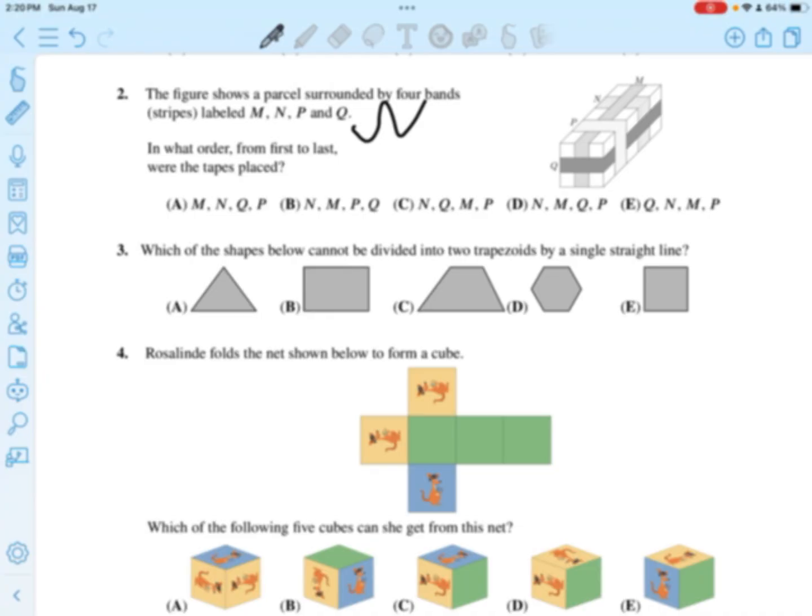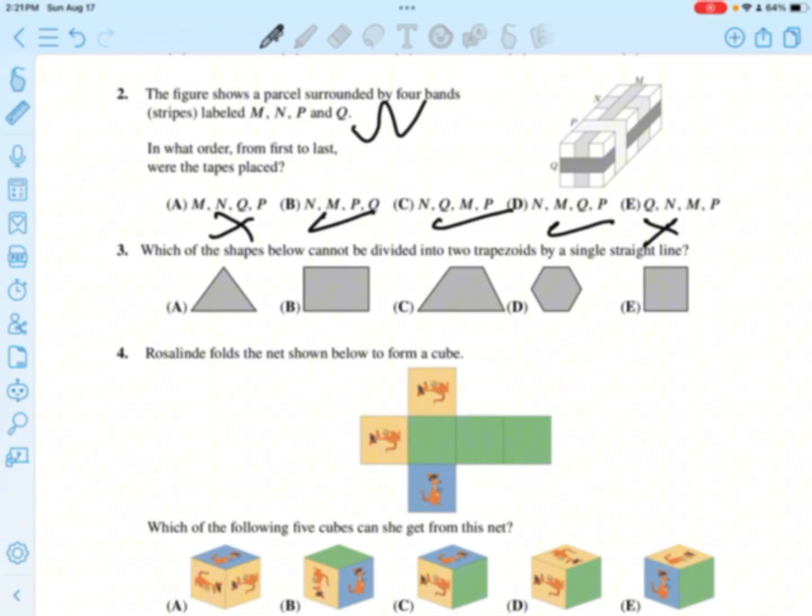So now we have to find which of these answers has N as the first letter. So in A, M is the first letter, so this can't be the answer. And B, N is the first letter, so this could be the answer. C, same thing, and D, same thing. But in E, Q is the first letter, which means this cannot be the answer. So now we've narrowed our options down from 5 to 3.